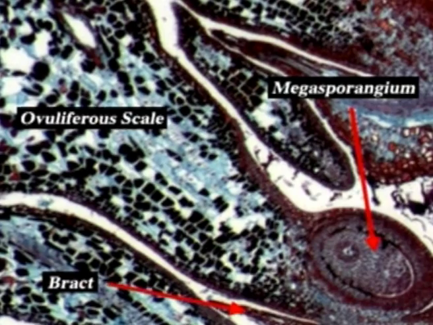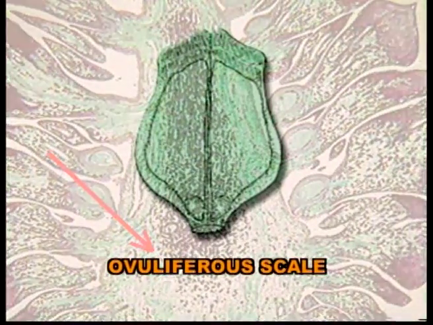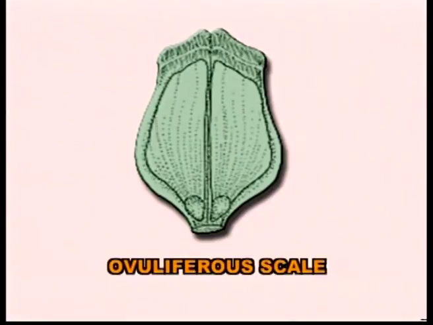On the ovuliferous scale, at the base of it has two ovules. The ovule of Pinus is orthotropous unitegmic. That means it is made up of one integument. These integuments are made with 3 layers. Outer and inner layer is fleshy, while the middle layer is stony.